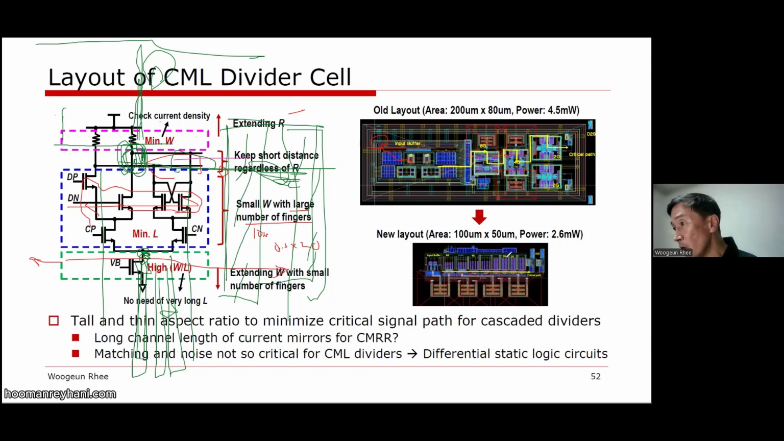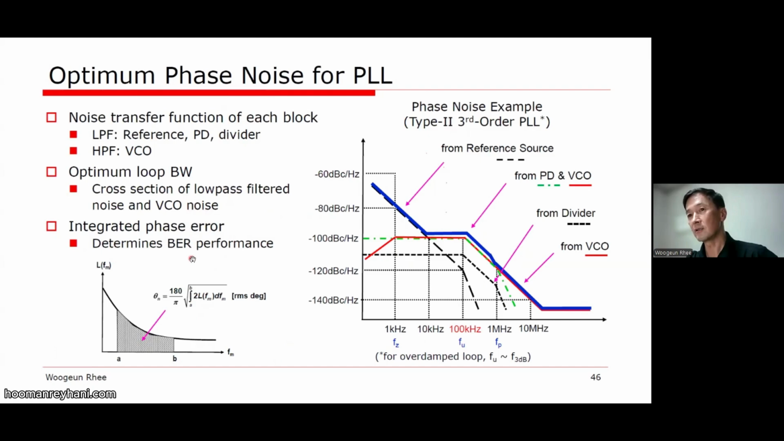So for low power CML, we need a small I with a high R. So R will increase, and we extend it this way, but this portion can always be minimized. In this way, without changing the circuit, by using the layout, we can still reduce the power a lot, and it becomes very compact now. And more important, the critical path has been significantly reduced to almost a straight line. So this is one important design aspect for the CML divider.